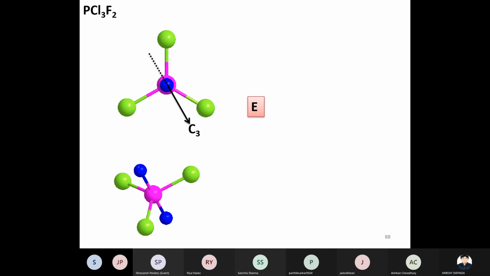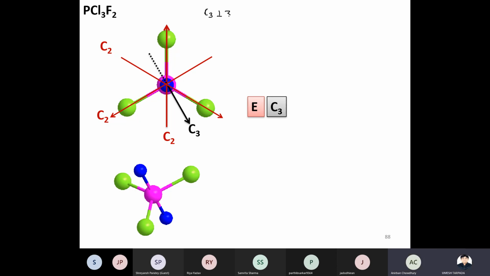Okay, how many C2 axes are there? Yes sir, C2 is there. The C2 passes through each Cl. So there are three C2 axes which lie in the plane, and the principal axis is perpendicular to the plane. So this rule is followed: C3 is perpendicular to 3C2. So which symbol is used? D. D3, yes.